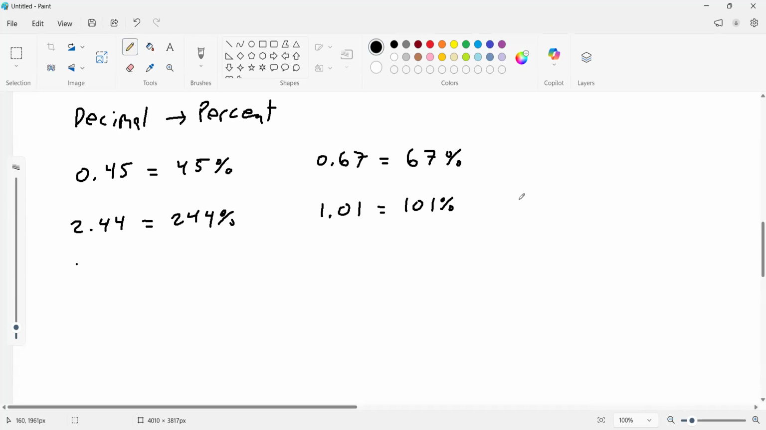Okay, and there's something else I want to show you. If I have something like maybe 0.875, okay, so now what do we do? Do we freak out because there's another number here? No, we don't freak out. We just still do the same exact thing. We move the decimal place over twice, and we get 87.5%.